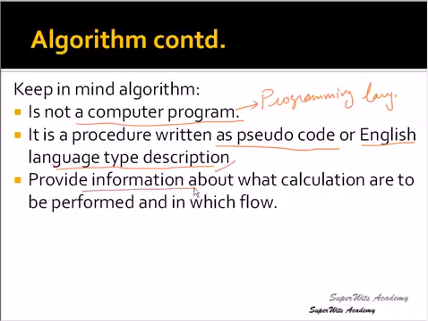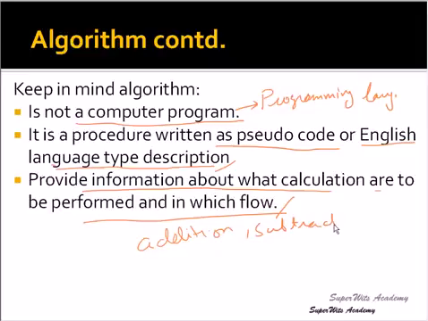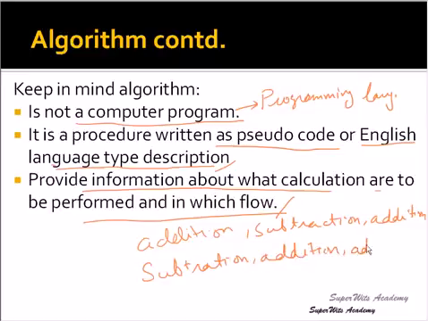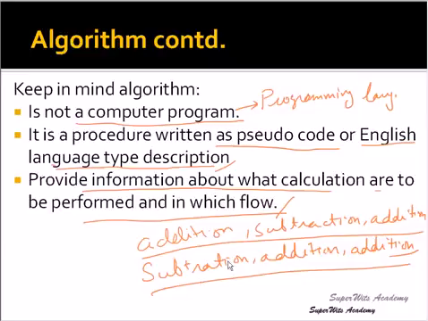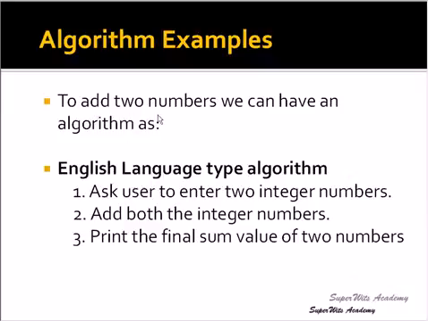Second thing, an algorithm only provides information about what calculations are to be performed and in which flow. So you need to tell about the calculations. Like if I say I want to perform addition, subtraction, and then addition, and the flow must be subtraction, then addition, and then again addition. So first you specify what operations are to be performed and then in which flow they must be performed. We will see in examples of this algorithm, like if we want to add 2 numbers, we can have the algorithm as: ask the user to enter 2 integers.